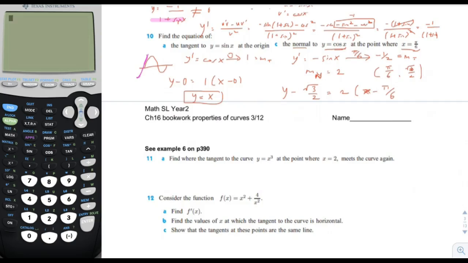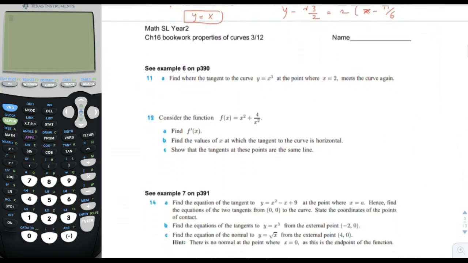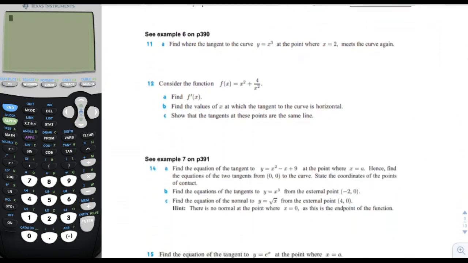Continuing with page 3. First problem after example 6 on page 390. Find where the tangent of the curve y equals x cubed at the point where x equals 2 meets the curve again.